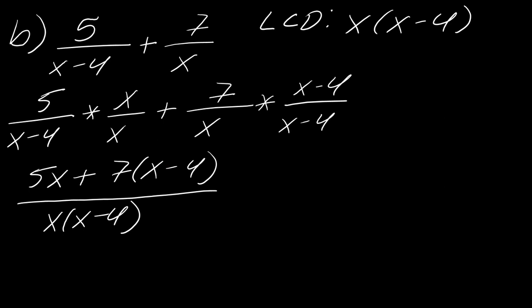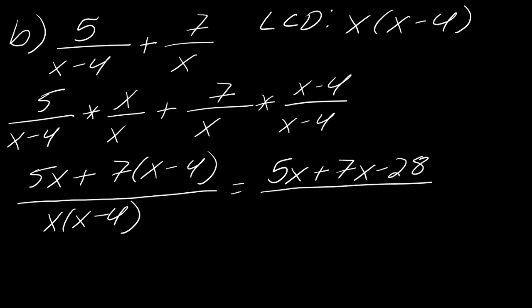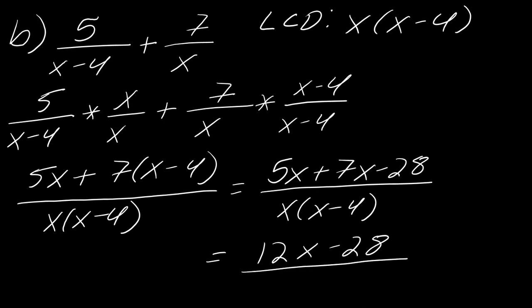I can't cancel anything out yet. We don't want to be cancellation happy. So this is going to be 5x plus 7x minus 28, so I distribute that 7 in. And then x times x minus 4. Okay, and so now this becomes 12x minus 28 over x times x minus 4. Okay, so there's our answer.